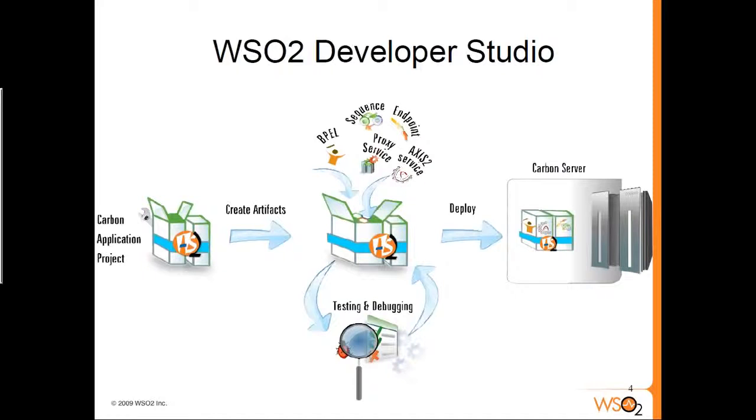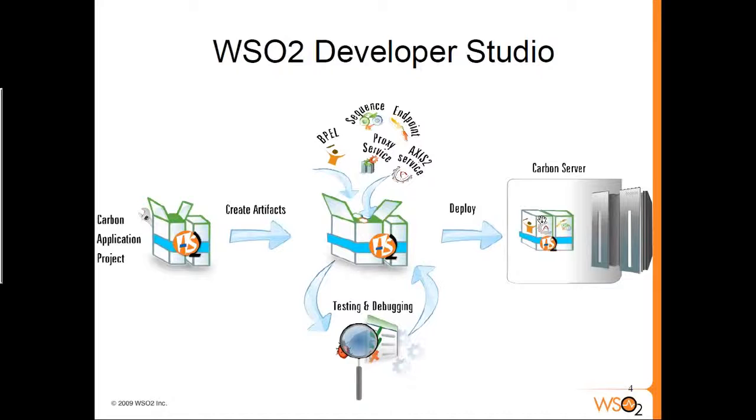WSO2 Developer Studio has a new project type called Carbon Application Project, as you can see in this image, which is known as a CApp. CApp provides a packaging mechanism for Carbon-based deployment artifacts such as Axis2 services, proxy services, and BPEL workflows, as Harshana mentioned earlier. So Developer Studio has the capability to export these CApps to any kind of Carbon server.